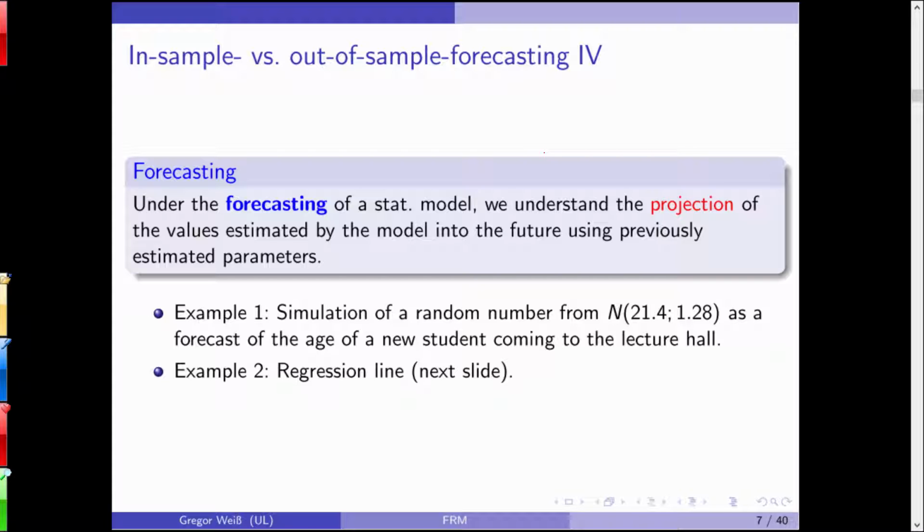And this is also how we would do out-of-sample backtesting. We simulate, we make a forecast. The forecast is 23.8. And then someone else comes in and we compare the actual value with the forecasted value. And let's assume 20 people enter the room. We simulate 20 estimates and 20 forecasts. Then we have to compare 20 actual values with 20 forecasted ages.